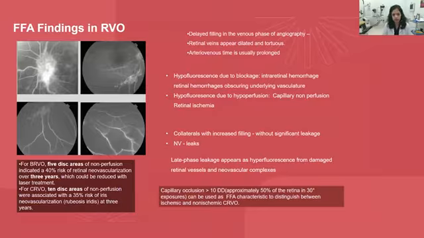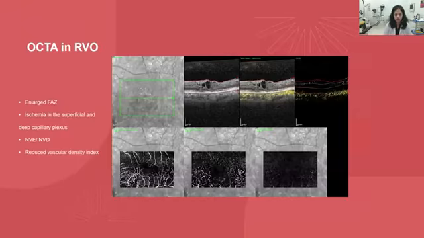OCTA is obviously one of the newer technologies available, may not be available everywhere, especially not very easily available in developing countries. But if it's there, it's also a useful investigation modality. It can identify macular ischemia, can show you an enlarged FAZ, as you can see in the picture below. It can show you ischemia in the superficial and deep capillary plexus. It can show you NVE and NVD in the avascular area, but it is not the best investigation because it does not show leakage, and it can also show a reduced vascular density index.